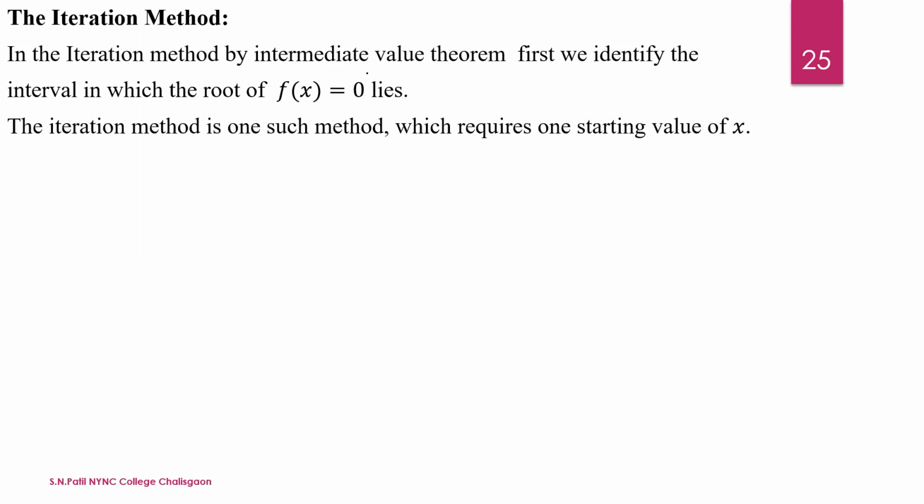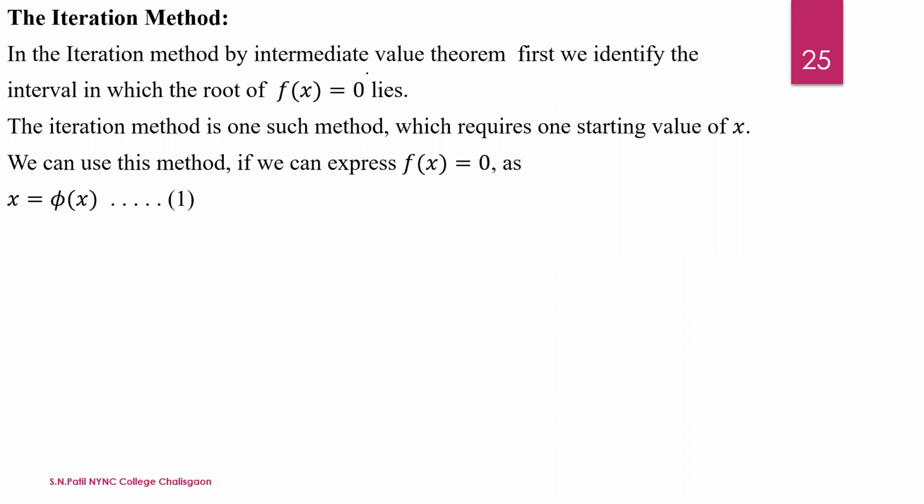The iteration method is one such method which requires one starting value of x. We can use this method if we can express f of x equal to 0 as x is equal to phi of x. That is, write the given equation as x is equal to something. The above form we can express in more than one way also.